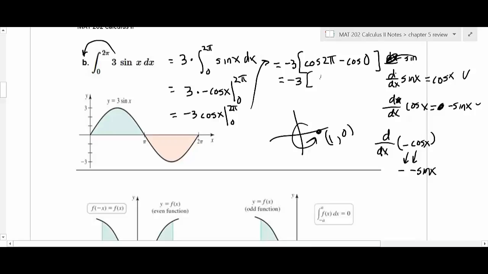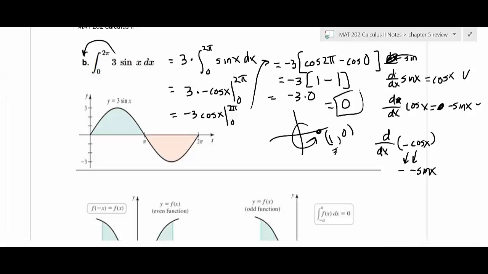The cosine of 2 pi is that value. Okay, cosine of 0, well, 0 and 2 pi are the same thing, so it gets this. So you'd have negative 3 times 0, so you get an answer of 0. How many people knew the answer to that problem is going to be 0 anyway? Yeah. Okay, good.